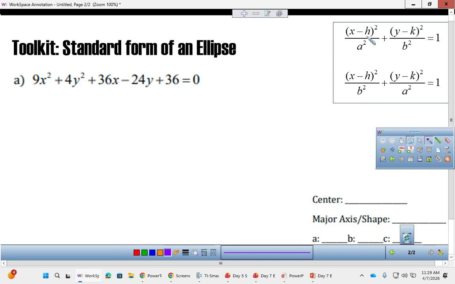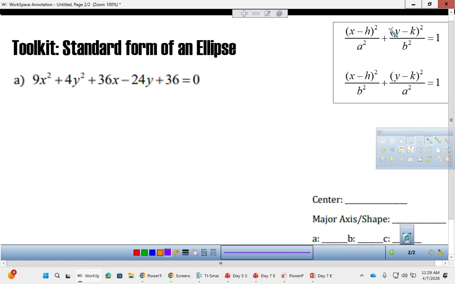Obviously, to get this (x minus h) squared, (y minus k) squared look, we're going to have to refresh our memory on that complete the square method. We're going to do that again. We're going to do it twice: for the x and for the y. But now we're going to have some fractions, which kind of complicates things a little more than normal.